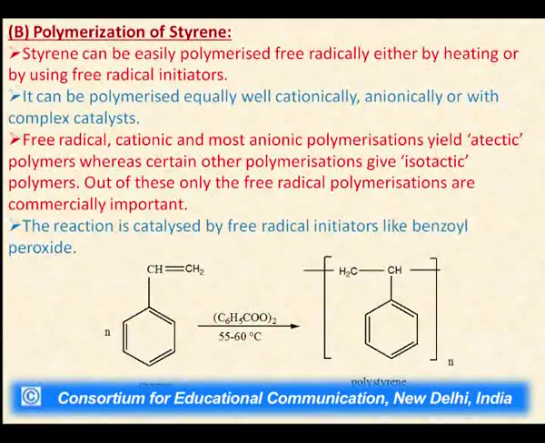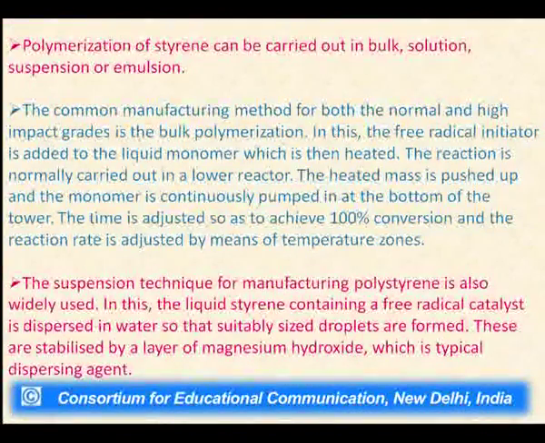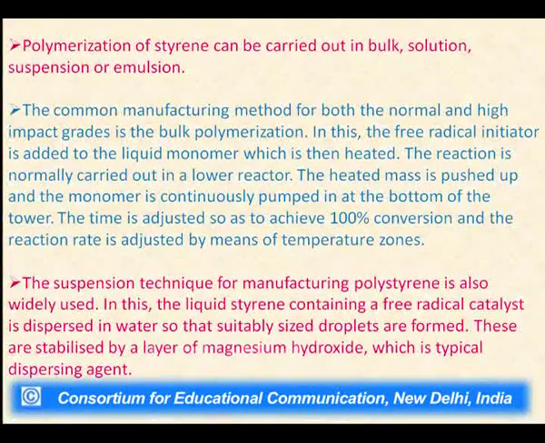Now, styrene can be easily polymerized by free radicals. It can be polymerized equally well cationically, anionically, or with complex catalysts also. So, this is the molecule of styrene, which in the presence of benzoyl peroxide will undergo a free radical mechanism and polymerize to give us the polystyrene molecule. This polymerization of styrene can be carried out by bulk, solution, suspension or emulsion polymerization, by any method of addition polymerization.